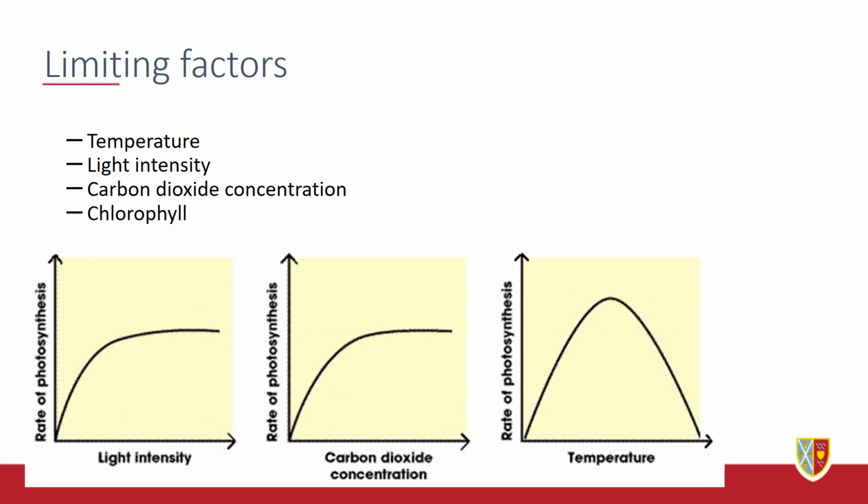Temperature is slightly different because for temperature, we're talking about enzymes. Photosynthesis is an enzyme-controlled reaction. So as the temperature increases, so does the rate of photosynthesis, but only up to that point in the middle. It'll be about 40 degrees-ish, maybe 45. Beyond that point there, increasing the temperature will decrease the rate of photosynthesis because the enzymes are becoming denatured. If you don't know what that means, you might need to go back and have another look at enzymes.